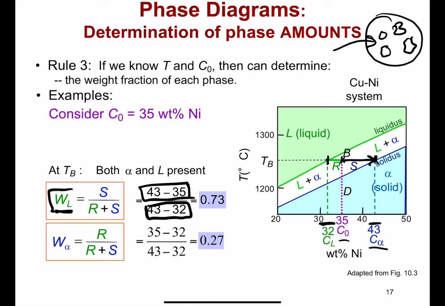So the weight fraction of liquid in this material, all of that green as it was, this is 0.73, or if you want 73% by weight of the whole specimen is in the liquid form.